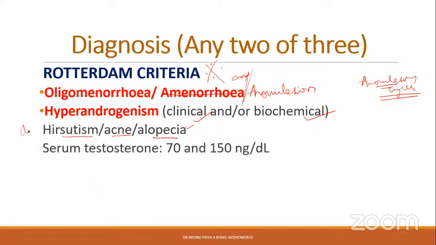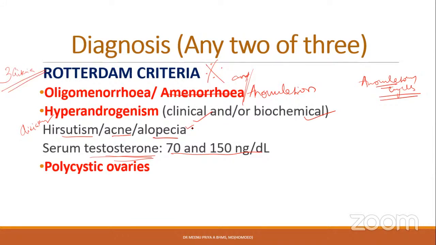Clinically, this is the presentation. And then biochemically, androgen excess means serum testosterone should be high, between 70 to 150 nanogram per dl. So the Rotterdam criteria has 3 criteria. Just remember, among these, if any 2 are there, then you will diagnose it as PCOS.